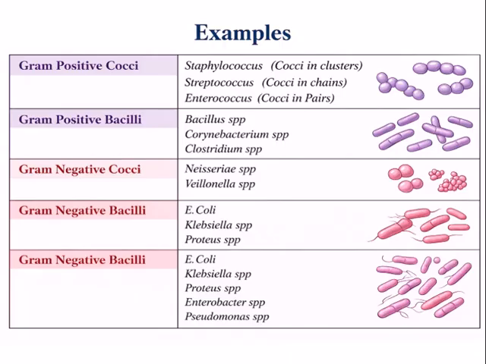And then we have gram-positive and gram-negative cocci and bacilli. The gram-positive cocci are Staphylococcus, Streptococcus, and Enterococcus. Gram-positive bacilli: Bacillus, Corynebacterium, and Clostridium. We have then gram-negative cocci, Neisseria and Veillonella. Gram-negative bacilli, we have E. coli, Klebsiella, Proteus, Enterobacter, and Pseudomonas.